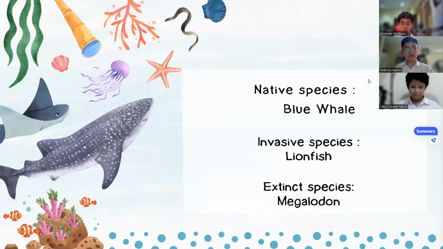For native species of the Pacific Ocean, we pick blue whale. For invasive species, we pick lionfish, and for extinct species, we pick megalodon.